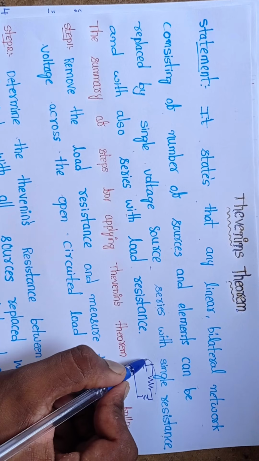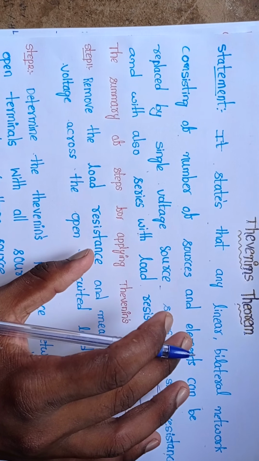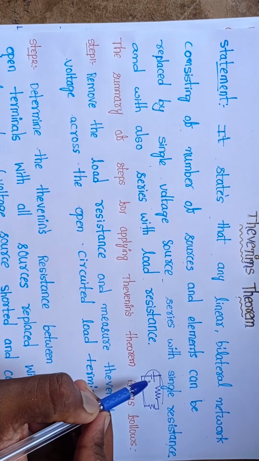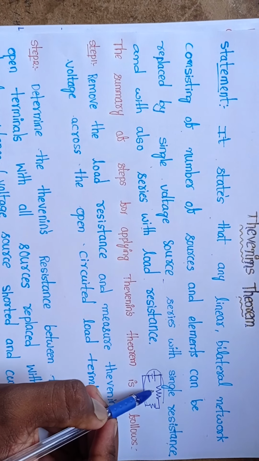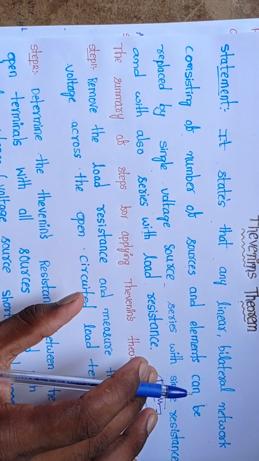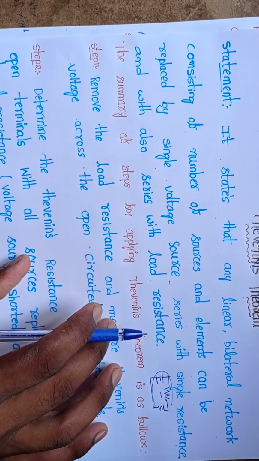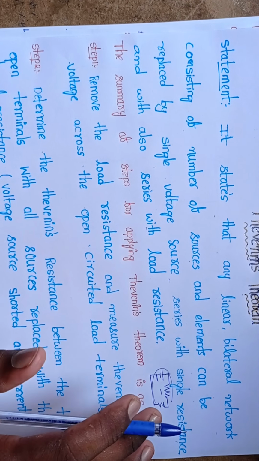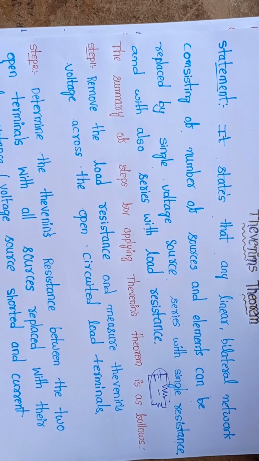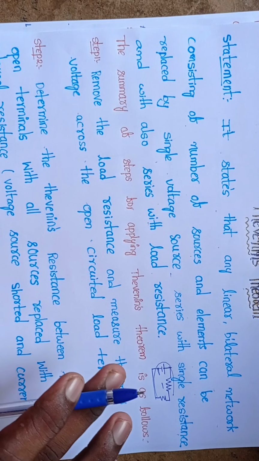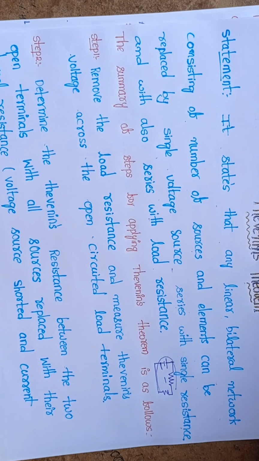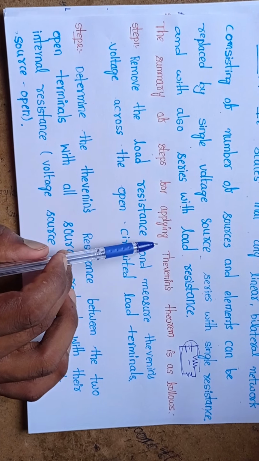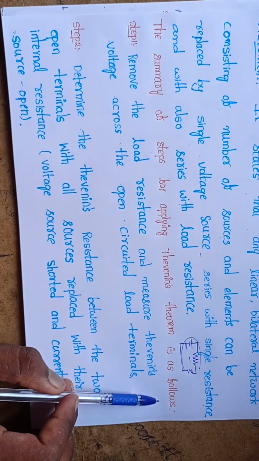Okay, Thevenin's equivalent circuit is like this. This is the statement of Thevenin's theorem. And how can we make our circuit with a single voltage source and single resistance? We have two steps. By following these two steps, any circuit of any number of elements or sources can be replaced by a single voltage source in series with a single resistance. These are the two steps. The summary of steps for applying Thevenin's theorem is as follows.